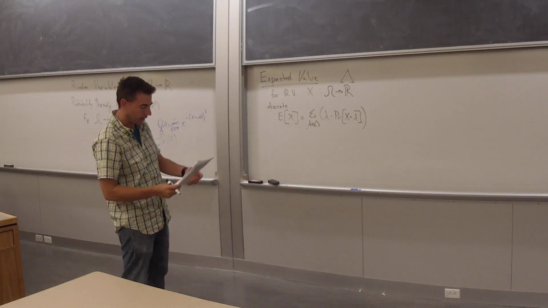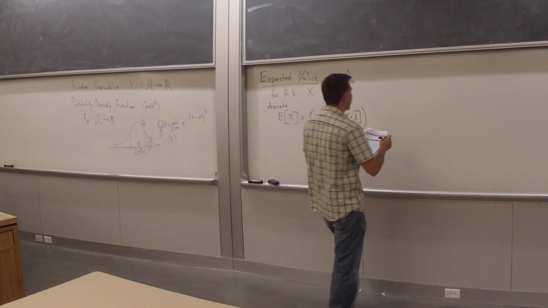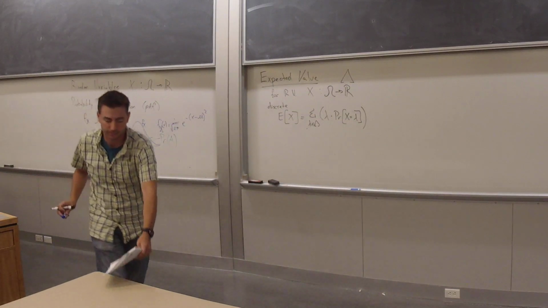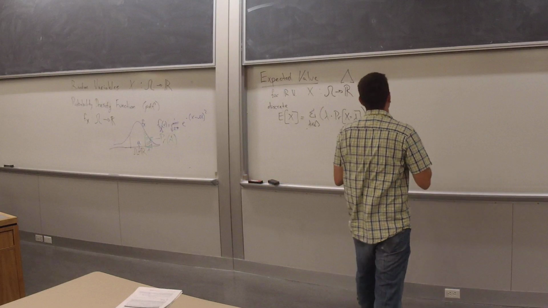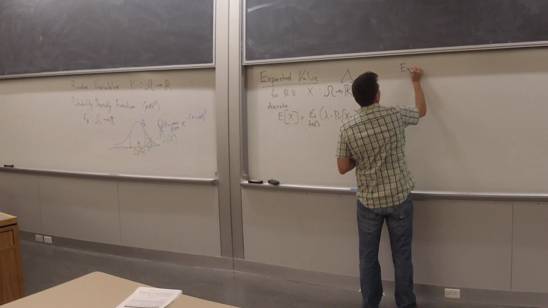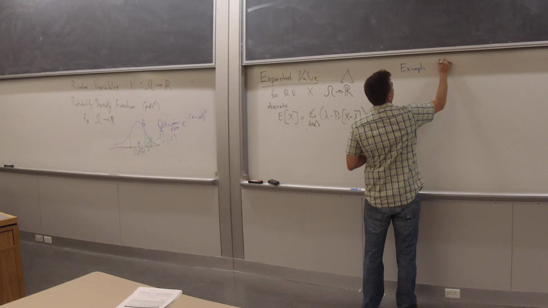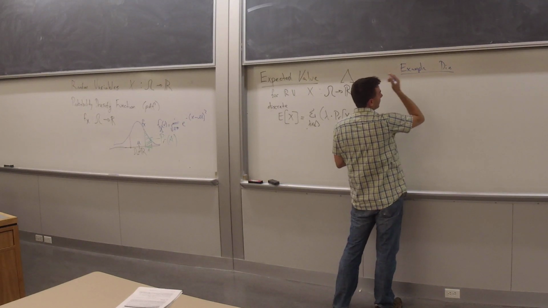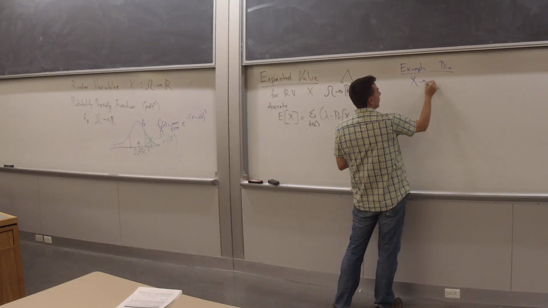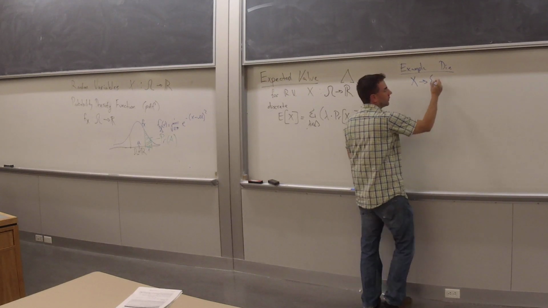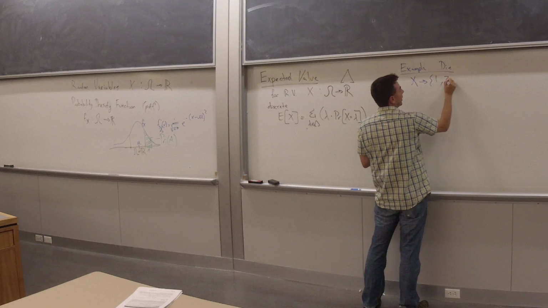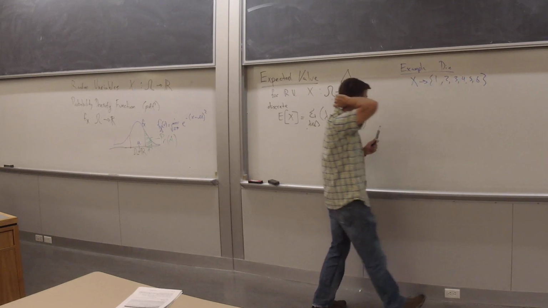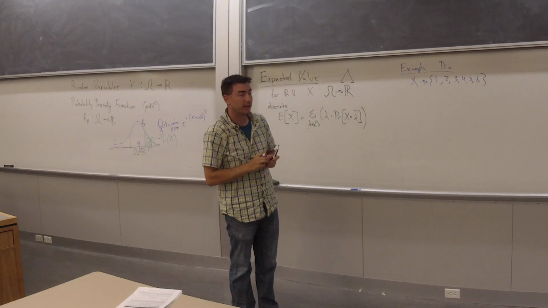So here I'll go through an example. Let's say a die. This random variable, if it's a fair die, takes on values 1, 2, 3, 4, 5, and 6. And let's say they're each equally likely.